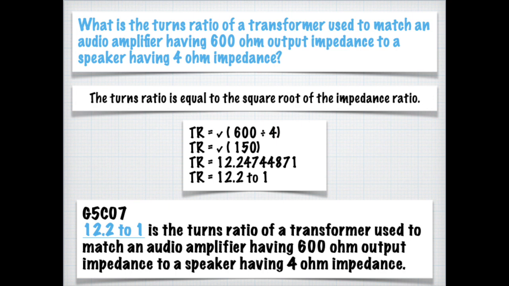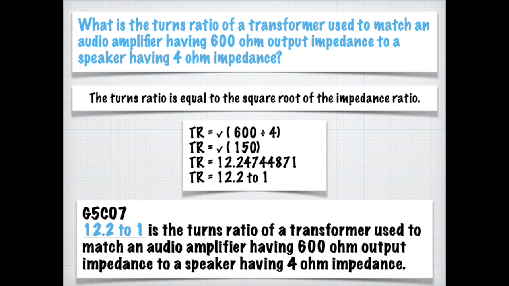So the question reads, what is the turns ratio of a transformer used to match an audio amplifier having 600 ohms output impedance to a speaker having 4 ohms impedance? That's quite a jump. So the turns ratio equals the square root of the impedance ratio. So the formula is turns ratio is the square root of 600 divided by 4. So 600 divided by 4, which is the ratio, gives us 150.